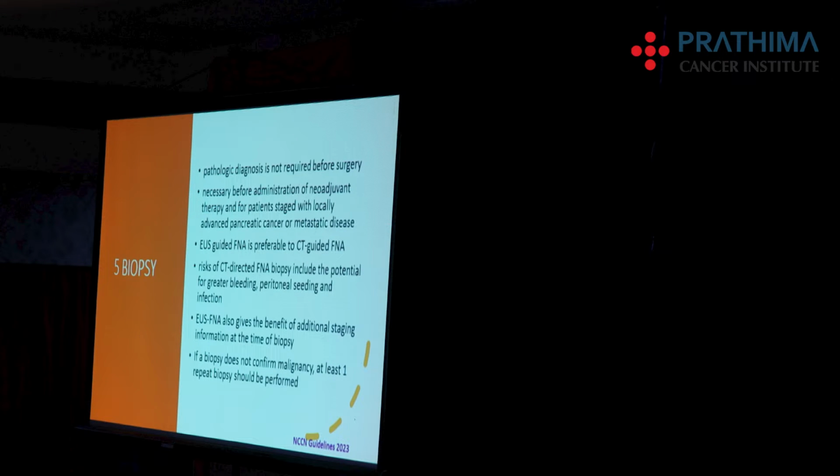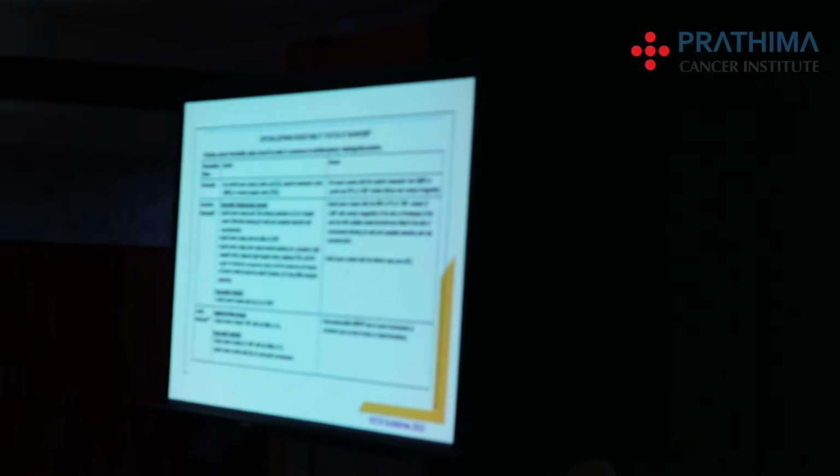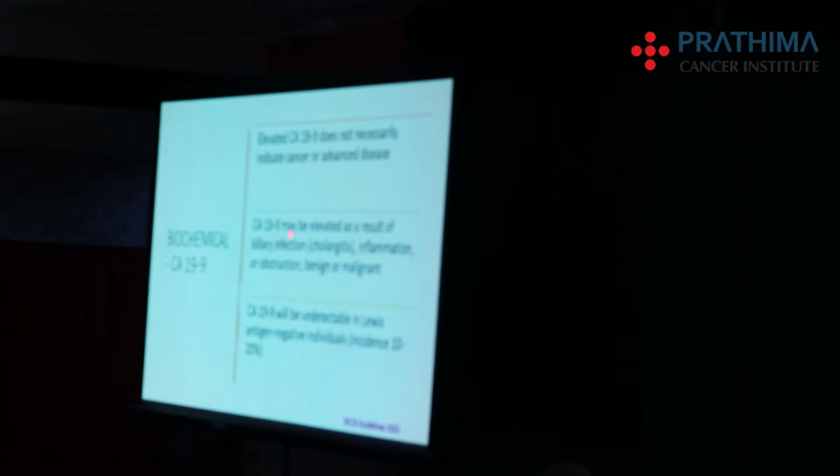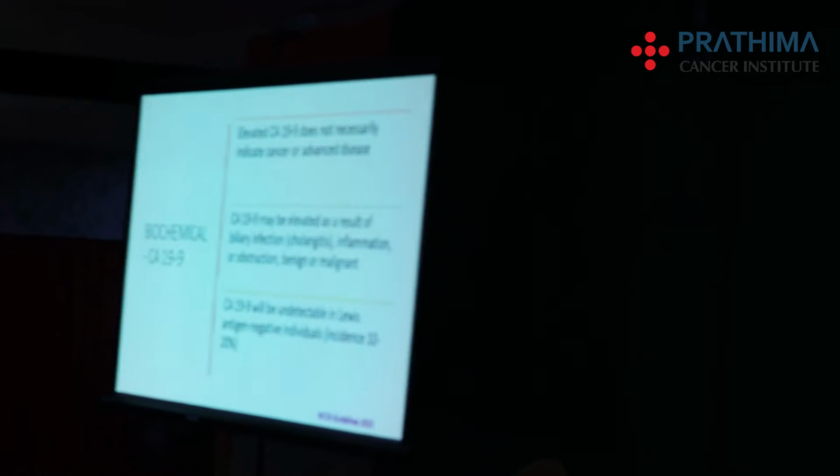And biochemically we will see CA19-9 levels. It doesn't necessarily always indicate cancer or metastasis. We have to rule out cholangitis first, because in cholangitis there are high levels of CA19-9. So first we have to drain the biliary system.